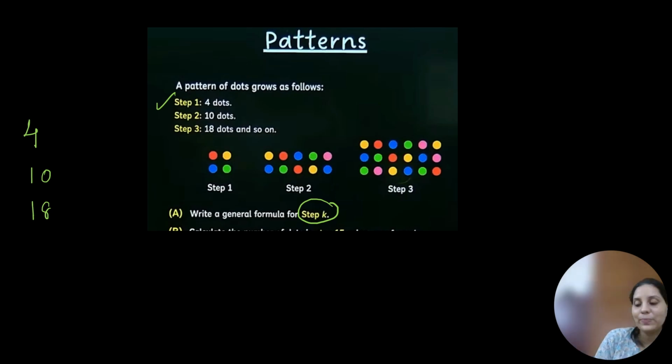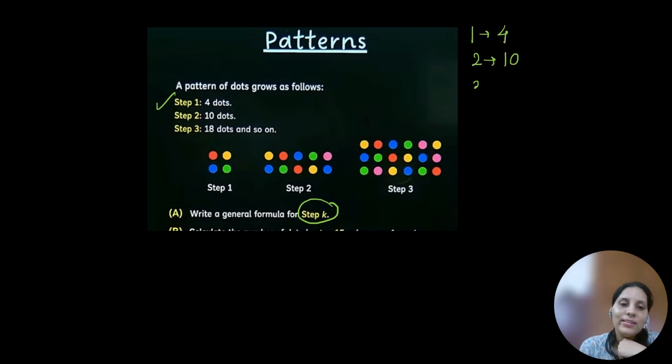How do we do this? Now, first one is 4. Step 1, 4 dots. How do I get this? So basically this is nothing but first step into 4. Let me just erase. I need some space. So let us do it here. So first step is 4. Second step 10. Third step 18, and so on.